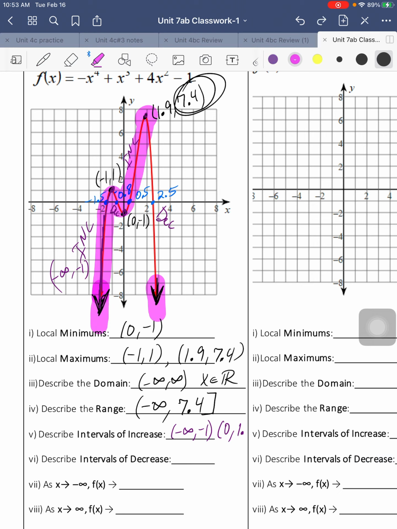Whoa, what happened? I'm going to put a union symbol in there just to say they're joined together, both parts of it. Decreasing is from -1 to 0, and 1.9 to the right forever, to infinity.